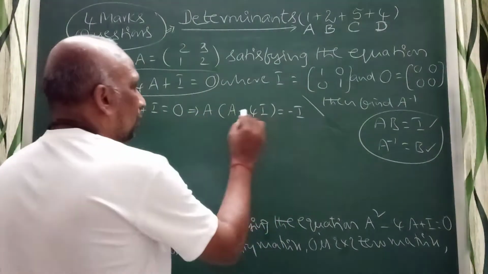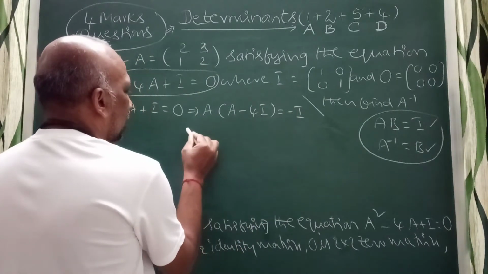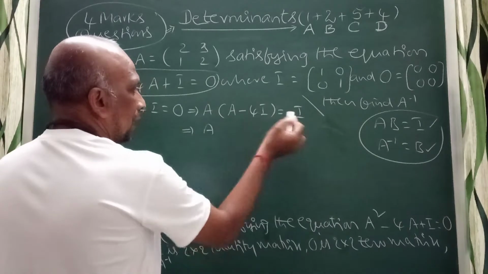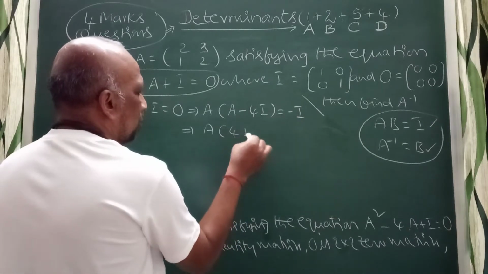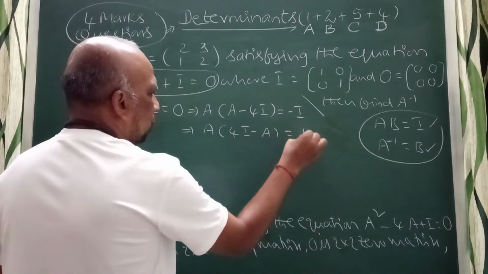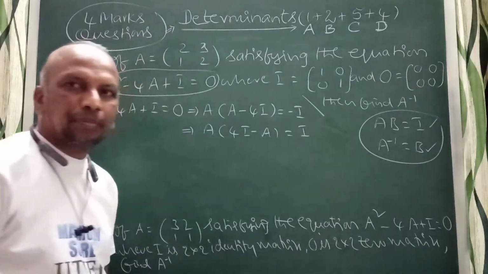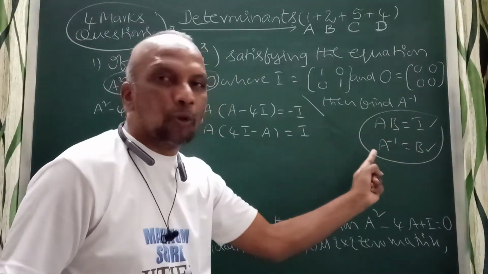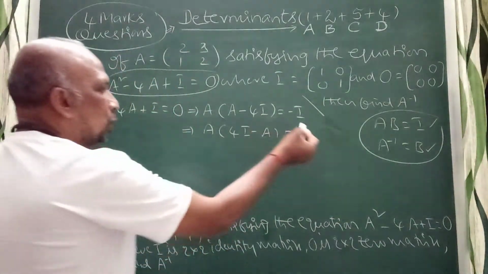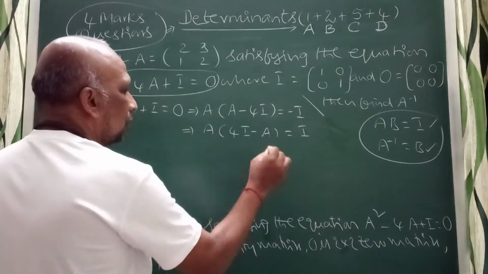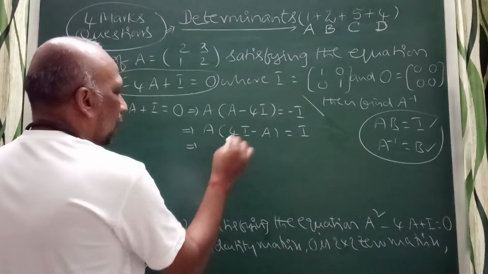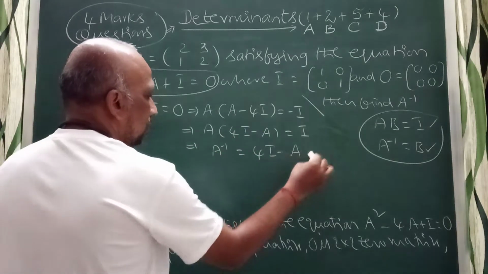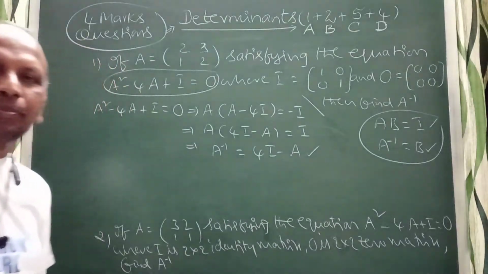Now here you can see what I will do. This minus 1 I can convert to this side, multiplying A with the negative. This will become A times 4I minus A, which is equal to I, right? Because I want AB equal to I, then B is the inverse of A. So from this I can conclude A inverse is equal to 4I minus A. That will be your A inverse.